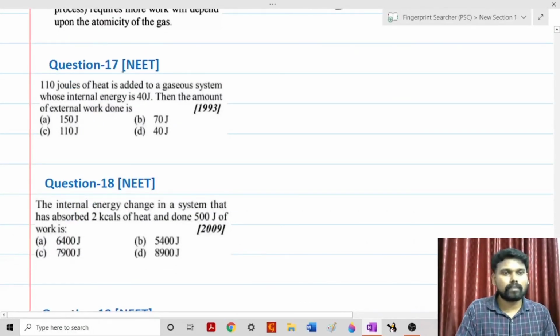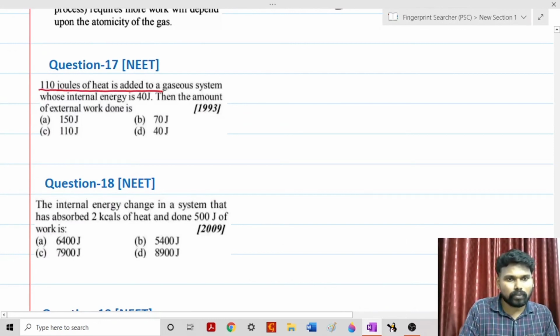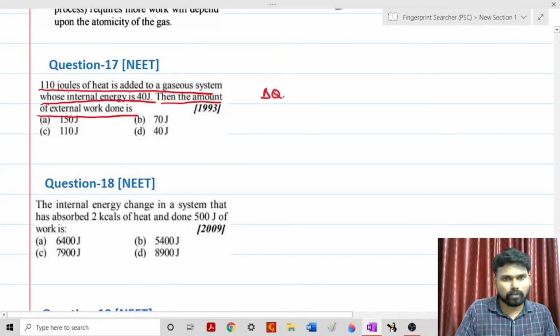Question 17, it's a neat question. It's a simple question regarding the first law. 1 ton joule of heat is added to a gaseous system whose internal energy is 40 joule. Then find the amount of external work done. So it's completely first law: delta Q is equal to delta U plus delta W.